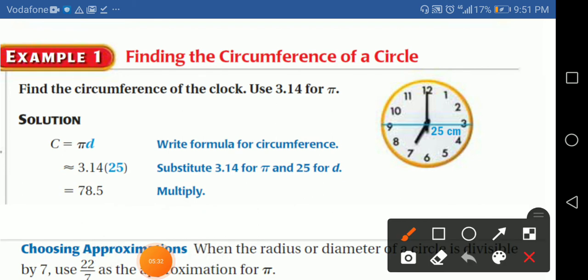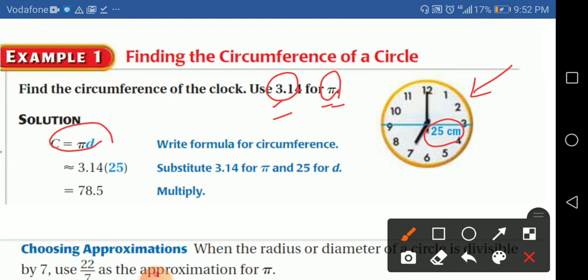Finding the circumference of a circle, let's have an example. Find the circumference of the clock. Here, use 3.14 for pi. Guys, pi equals 3.14. Remember this, or we can say 22/7. We know the circumference rule: pi times diameter. The diameter here is 25, so pi times 25, 3.14 times 25.